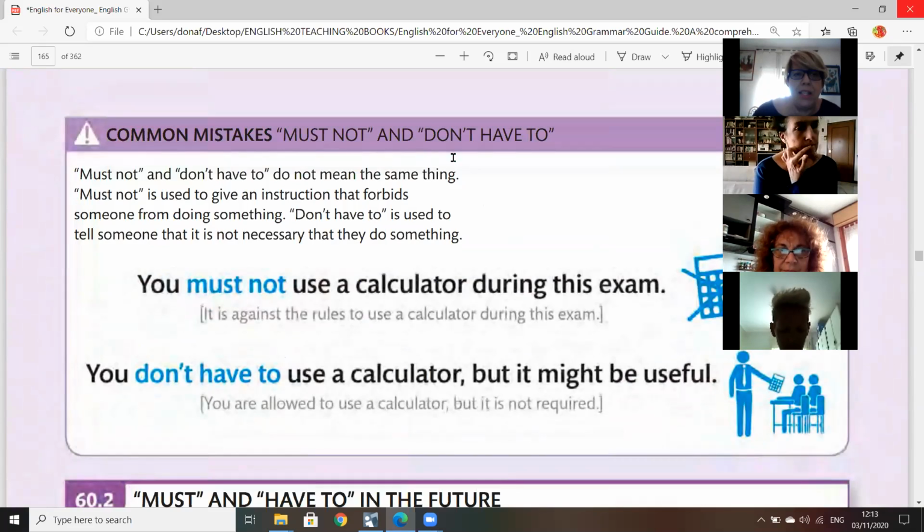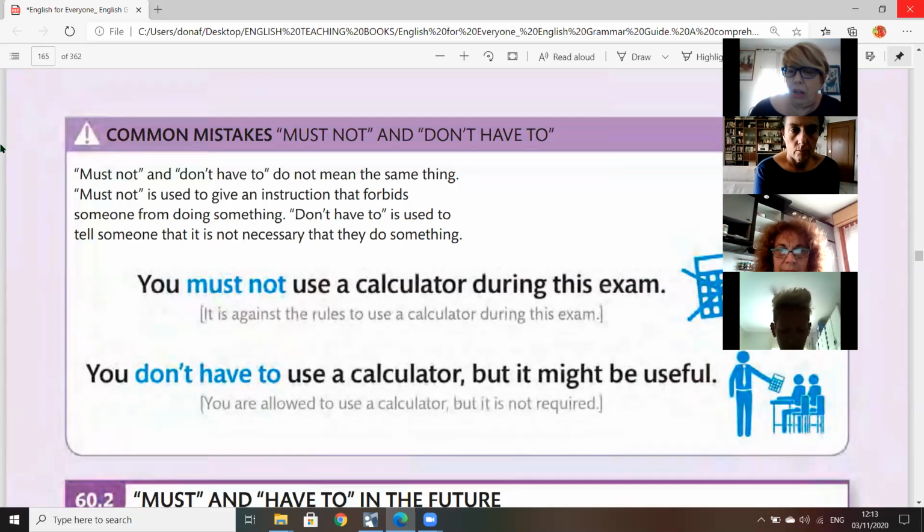Common mistakes: must not, don't have to. Must not and don't have to do not mean the same thing. Must not is used to give an instruction that forbids someone from doing something. Don't have to is used to tell someone that it's not necessary that they do something.